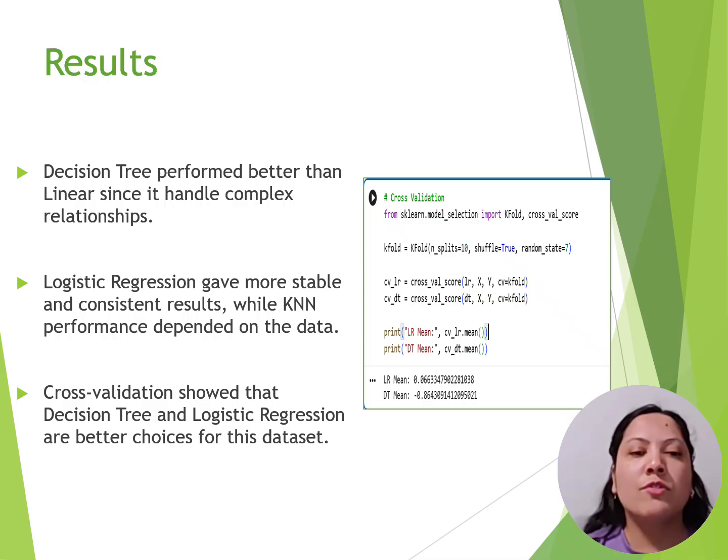And then talking about the other one, logistic regression gave more stable and consistent results, while KNN performance depended on the data. Similarly, cross validation shows that decision tree and logistic regression are the better choices for this data set. You can also see here cross validation, where I used k-fold, and here LR mean 0.06 and then DT mean minus 0.86.